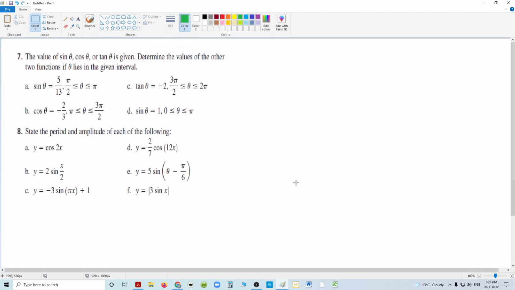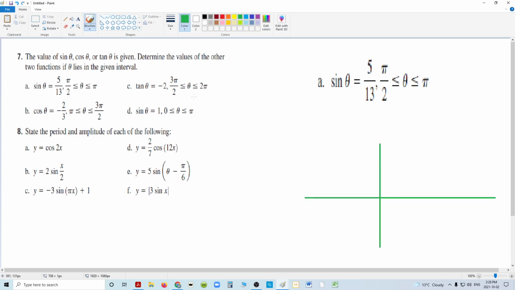The value of sine theta, cos theta, and tan theta is given. Determine the values of the other two functions if theta lies in the given interval. The interval is very important. So, they're telling us it's going to lie between 90 degrees and 180 degrees. This is when you need your CAST. C-A-S-T.